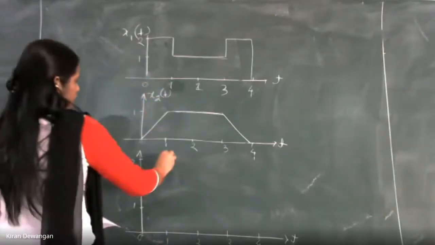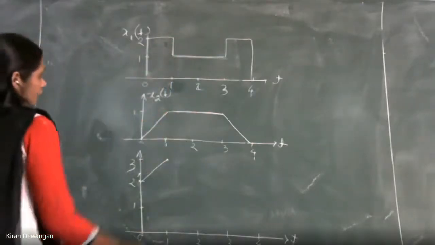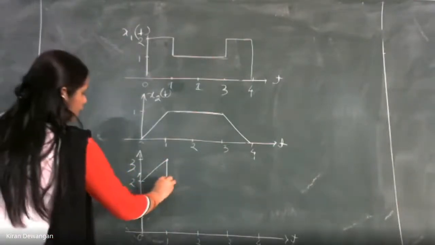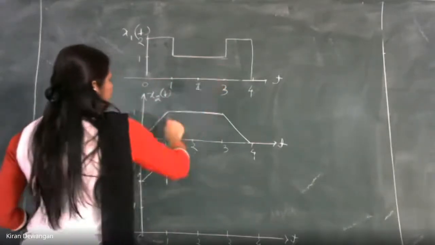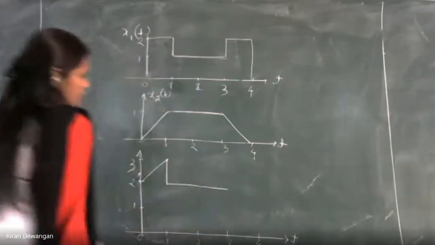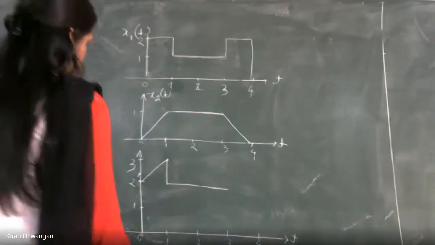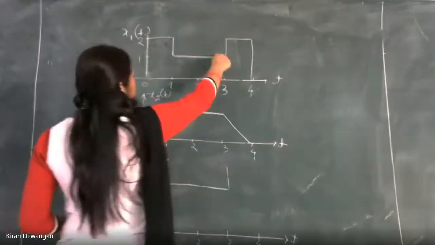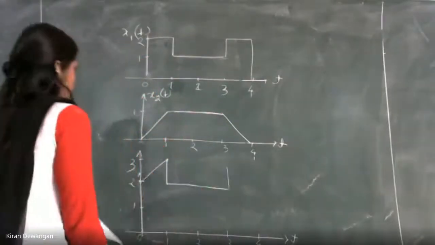Now we are at 3 and this is dropping to 1 value. So there will be a drop. Now again it will come back to 2. Between 1 to 3 this is 1 and this is 1, so 1 plus 1 will be 2 and it will be constantly 2 till 3. Now at this point again there will be a rise, and it is coming to the original position.